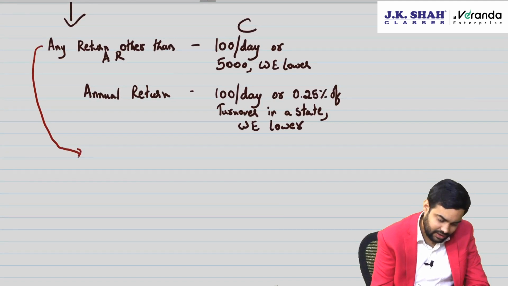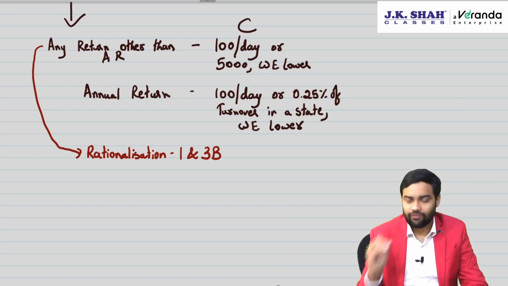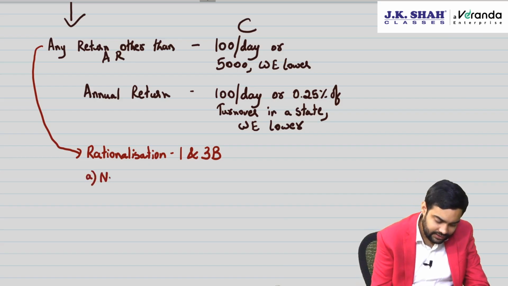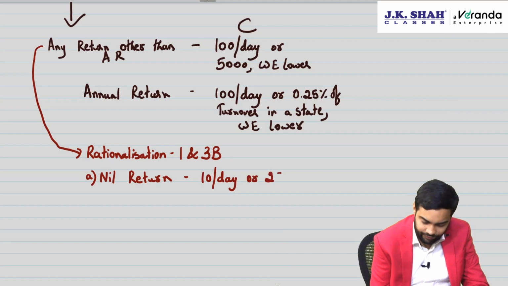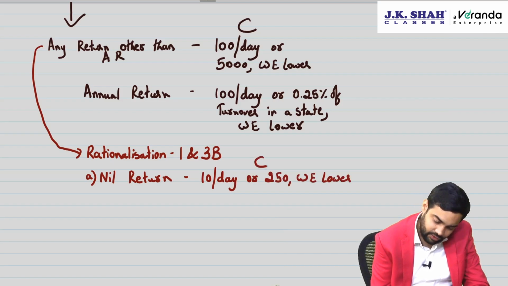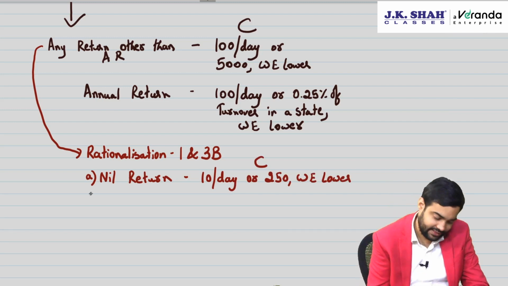Did government give some relief? Yes, it is called rationalization. Government gave some relief. And let's first see the relief which is available to GSTR 1 and 3B. For GSTR 1 and 3B, whenever it is a nil return, the late fee will be 10 rupees per day or 250, whichever is lower. And this is all CGST. You will have to double it for C plus S. IGST, there is no late fee, don't forget this.